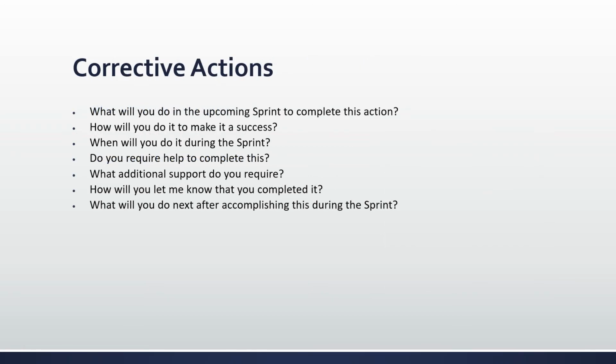So now that we've gone through what went right and what went wrong, we look at the corrective actions. So we would ask questions like, what will you do in the upcoming sprint to complete the action? How will you do it to make it a success? When will you do it during the sprint? Do you require help to complete this? What additional support do you require? How will you let me know that you completed it? And what will you do next after accomplishing this during the sprint?